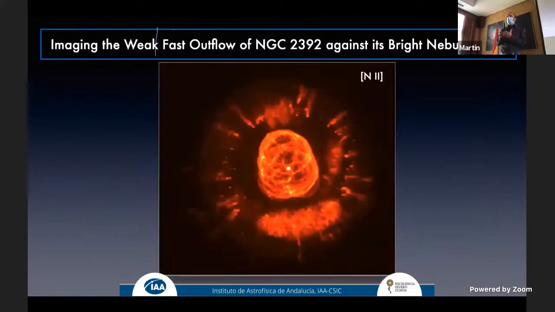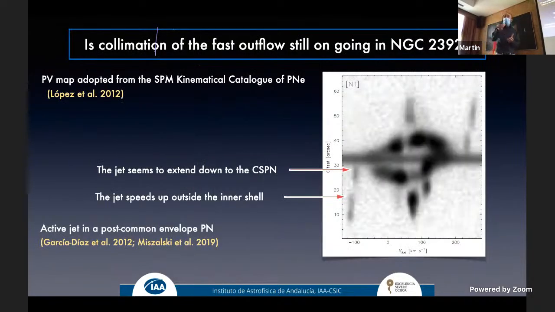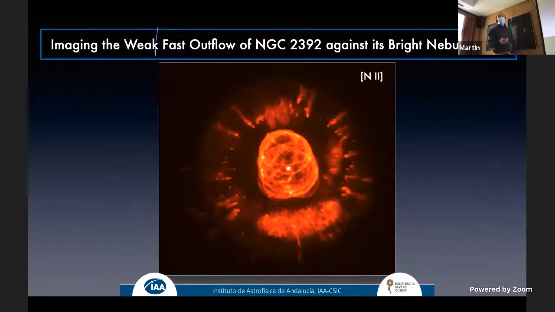But when we try to see the jet in direct images, see, this is the nitrogen 2 position velocity diagram. You see the jet here very nicely. But because the nebular shell is very bright, when you go to images, you don't see the jet here. And there is also a lot of structure, emission components there, so it's not possible to find where the jet is.